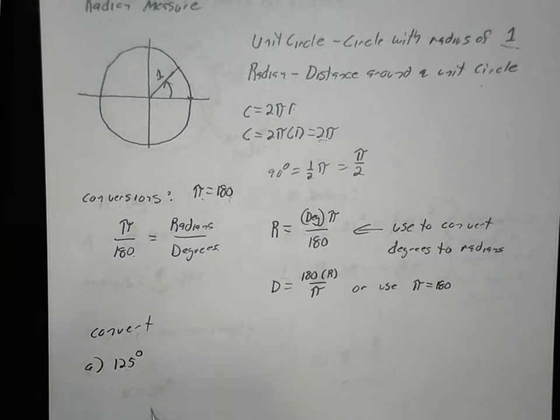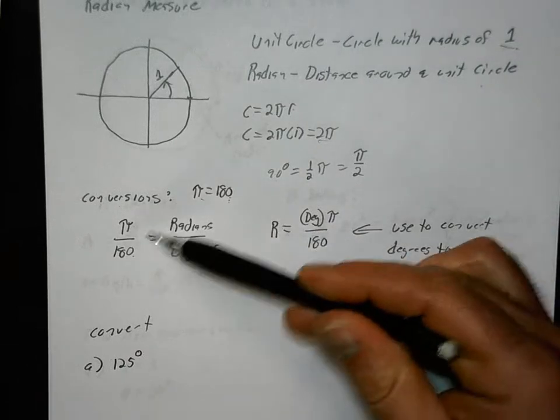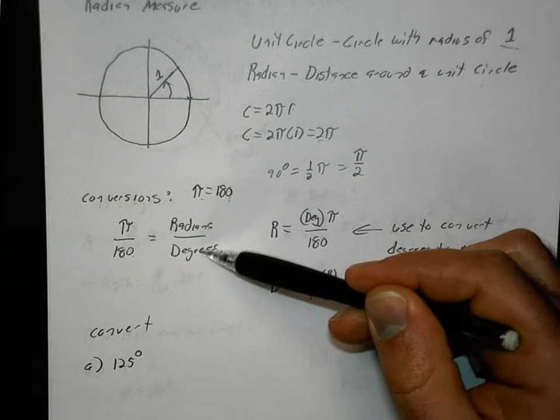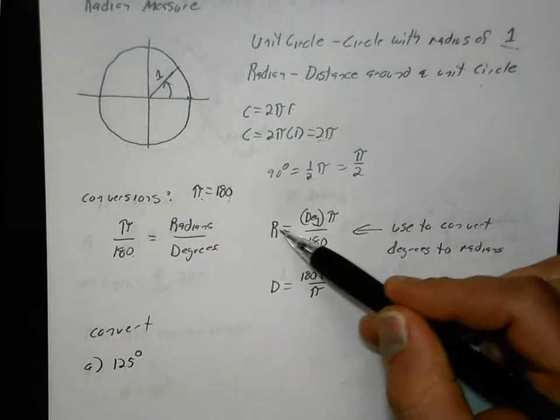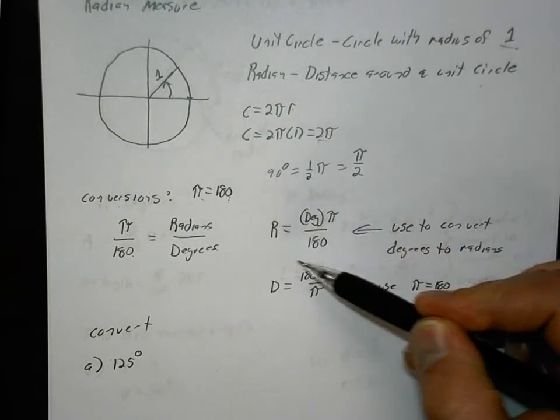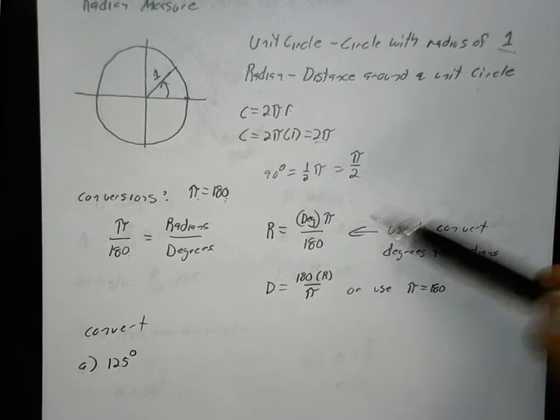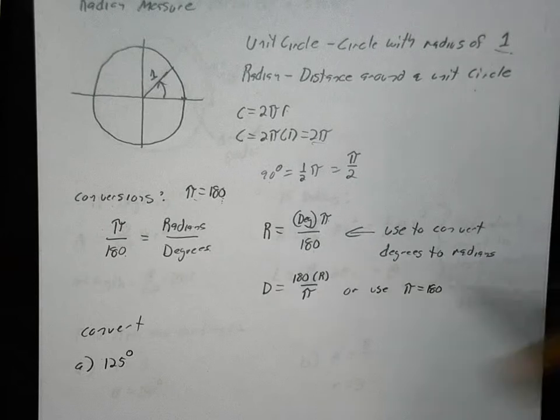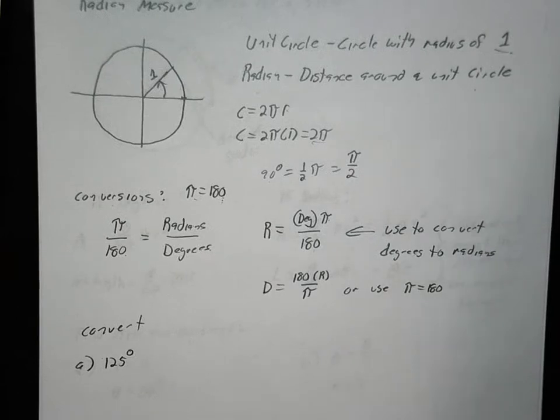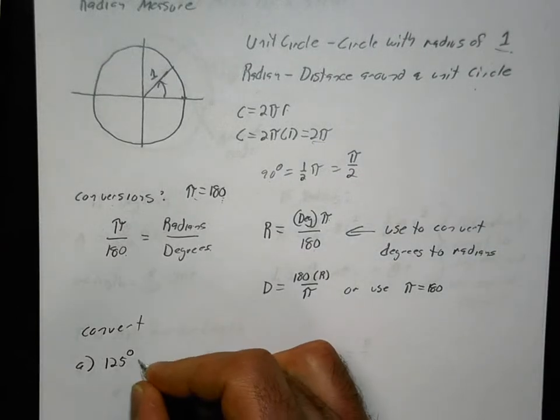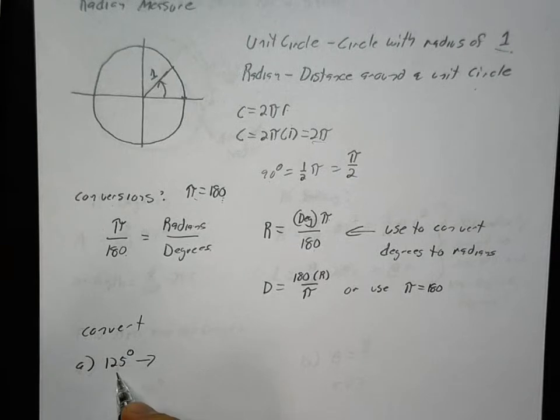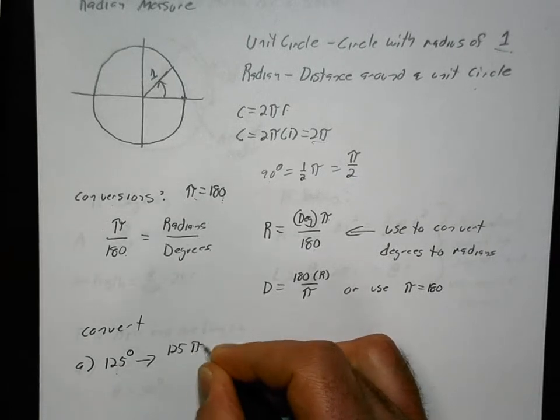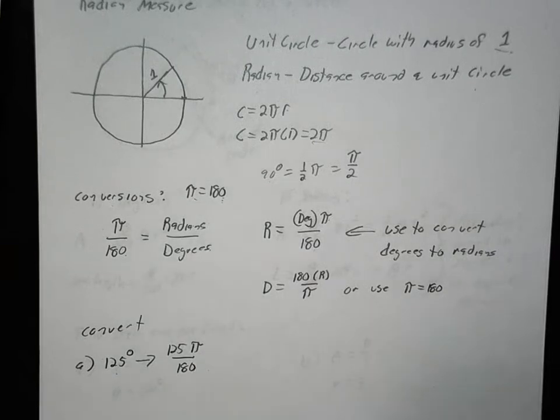into radians. So going back to this, if I was to convert to radians and I wanted to solve for radians here and I multiply both sides by degrees, I would get this formula here. So to convert from degrees to radians, I multiply the degrees by pi over 180. So it's pretty straightforward. If I want to change this to radians, I multiply 125 times pi over 180.